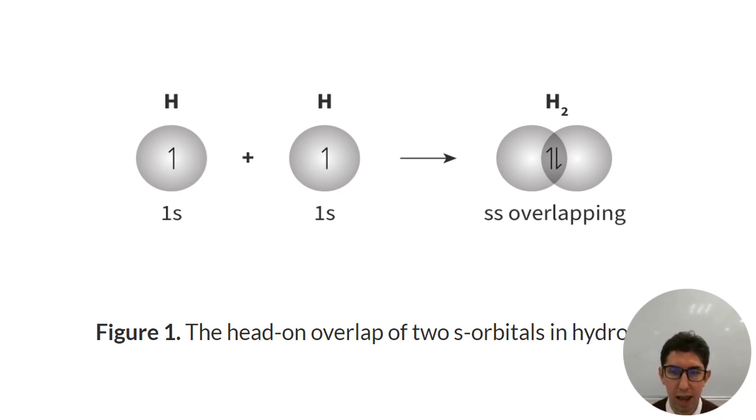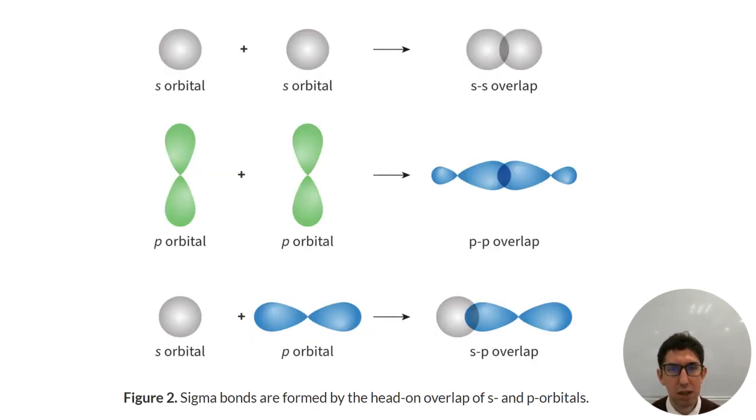This has got a special name. When you have this direct overlap of two orbitals, we call it a sigma bond. Sigma bonds can form via direct overlap of s orbitals, direct overlap of p orbitals, and a direct overlap of an s and a p orbital. That's as we can see here.